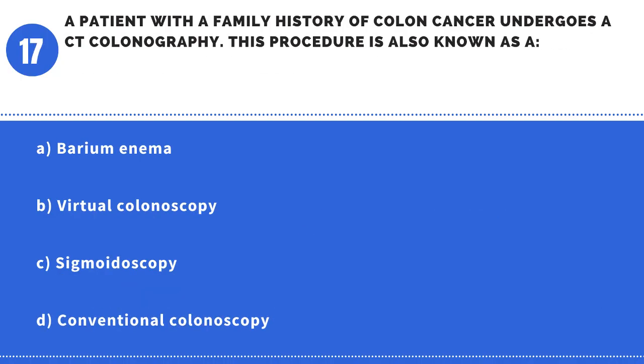Question 17. A patient with a family history of colon cancer undergoes a CT colonography. This procedure is also known as A. Barium enema. B. Virtual colonoscopy. C. Sigmoidoscopy. D. Conventional colonoscopy.